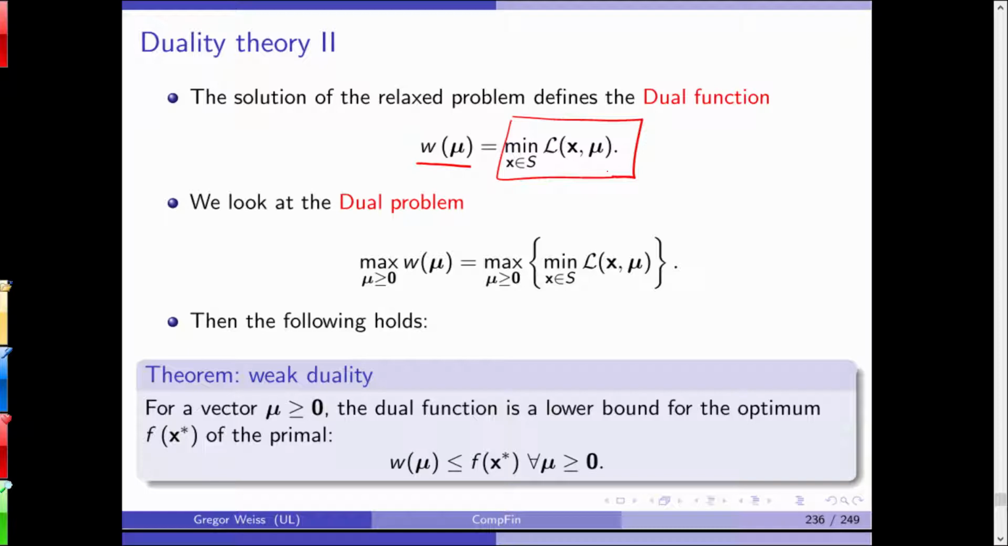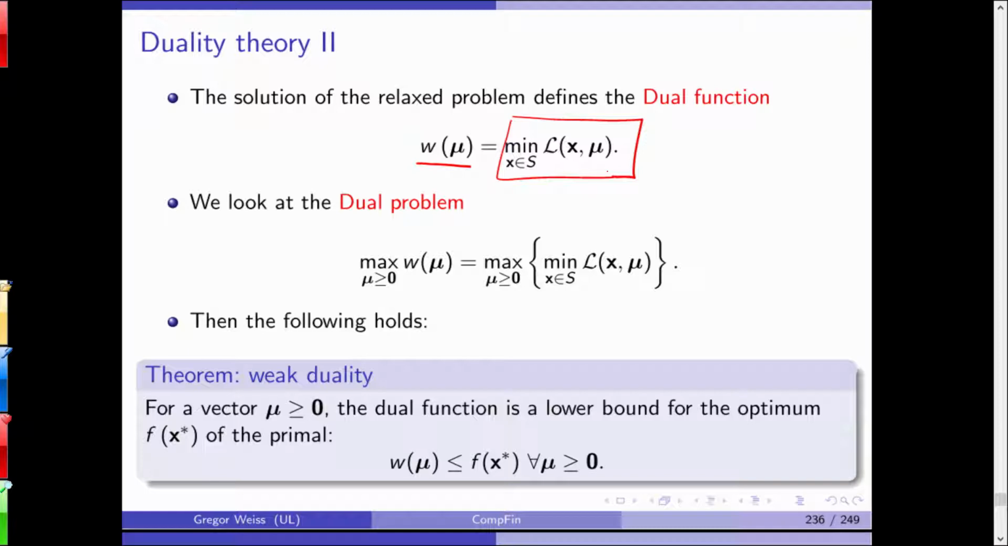And then we can look at the dual problem. Again, if we are given the dual function, of course, we can do it stepwise. We can first look for the best mu so that the dual function is optimal. And this is the dual problem. We maximize W, the dual function, over mu. So what is this? We maximize the minimum of the Lagrange function, and we try to find the best x vector, and then we try to find the best set of Lagrange multipliers. So we split it in half.